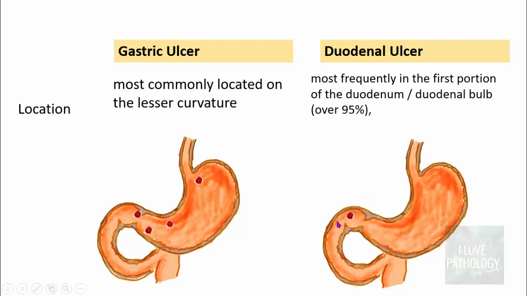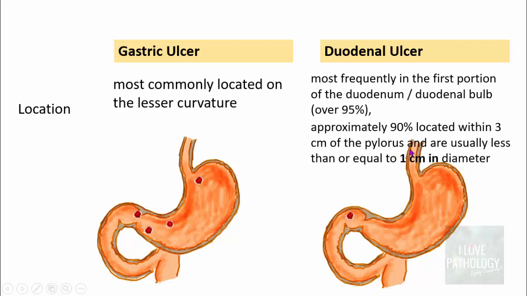That's the superior part of the duodenum. This is also referred to as duodenal bulb. Over 95% of the duodenal ulcers are located in the duodenal bulb. Approximately 90% are located within 3 centimeters from the pylorus, and usually they are less than or equal to 1 centimeter in diameter. They're basically smaller ulcers.